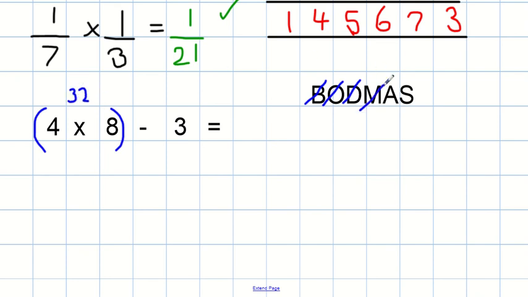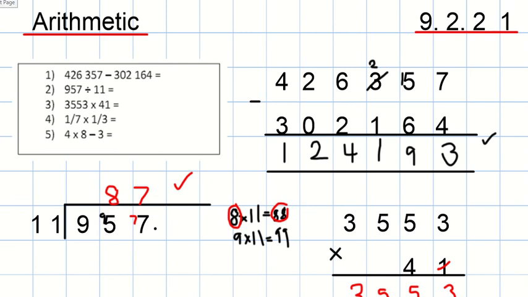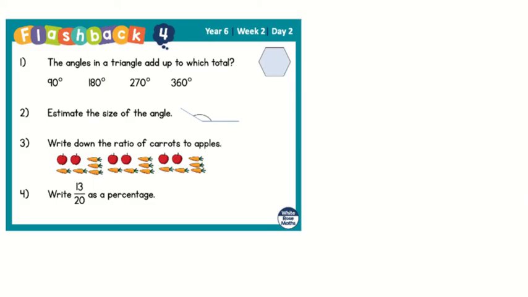So I've done the multiplication part. Now I'd be looking to see if there's any addition. There's no addition. Subtraction next. Yes, there is some subtraction to do. 32 subtract 3 is 29. Hopefully then we're going to have lots of ticks in our books now, Year 6, because that is a method we are very familiar with. Okay, so that concludes the arithmetic section of this morning's video. We're now going to have a look at the flashback.